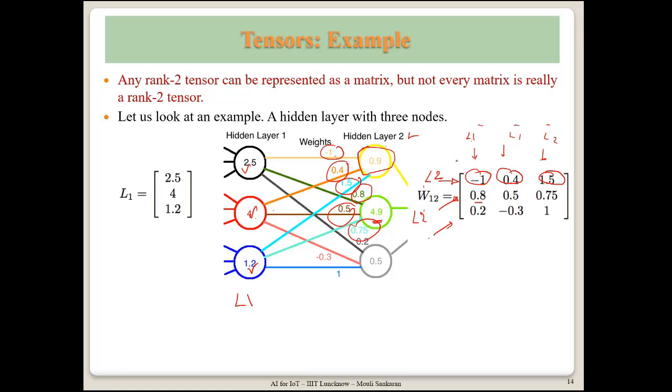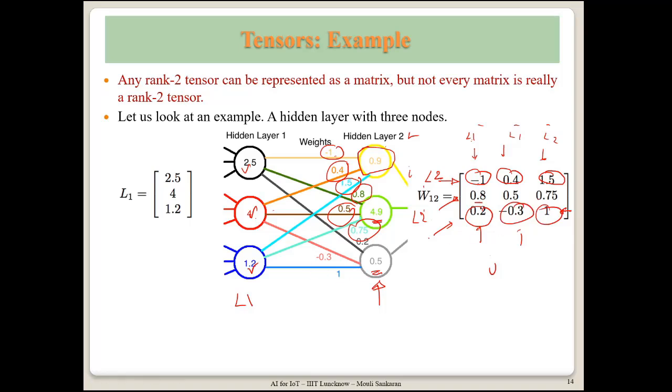So if you call this I and this J, and you want to know what a particular node is receiving, let me take an example of this node. If you want to know what values it is receiving, then you have to look at this, because 0.2, minus 0.3 and 1 are the weights it is receiving. Different inputs are coming with different values.